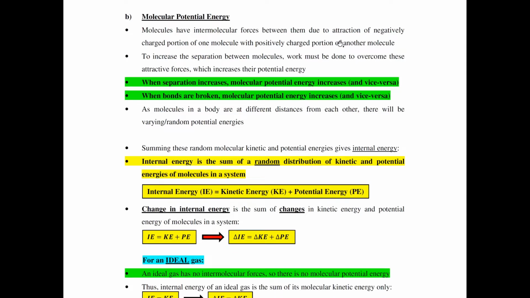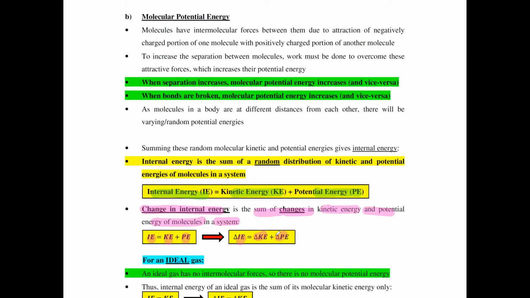Now from here you can do some things to this equation. If internal energy is kinetic energy plus potential energy, this would mean that change in internal energy is the sum of changes in KE and potential energy of molecules in the system. In other words, U equals KE plus PE, so change in U equals change in KE plus change in PE. You're just changing it to change-in-quantity form.